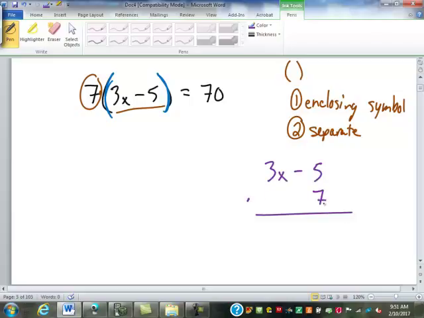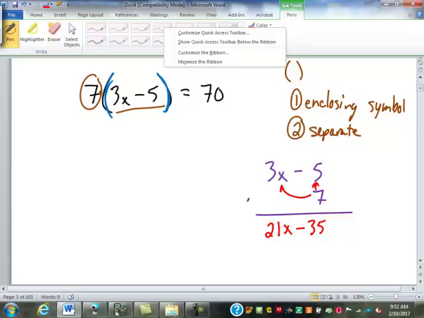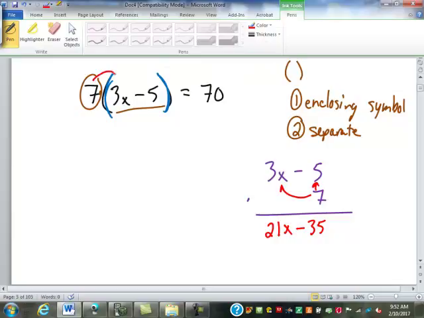Just like you would multiply any other whole number, you have to multiply every digit by the 7. So 7 times, this is really a negative 5, is negative 35. 7 times 3x is 21x. Now, most of you are probably shown a shortcut of this called distributing, where you just do this. 7 times 3x is 21x. 7 times negative 5 is negative 35. Does that look more familiar?